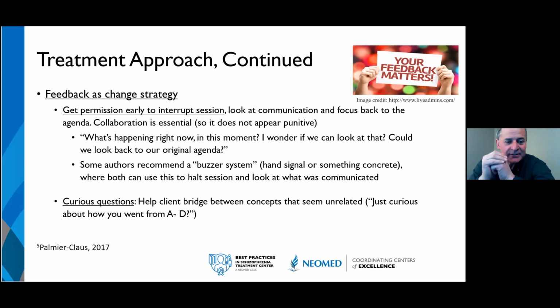And if appropriate, this is where the curious questions come in. Like, can you help me? How did you get from here to here? Just curious. You mentioned being a bit frazzled and then you lost your keys and then you were saying the devil was doing this to you. I'm just wondering how you got from this to this.